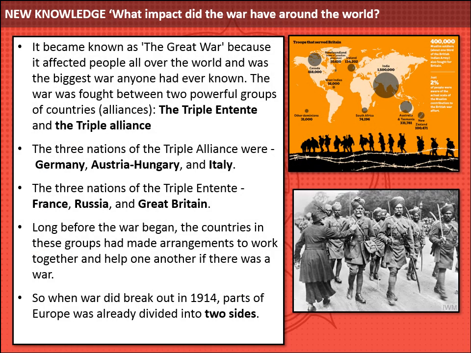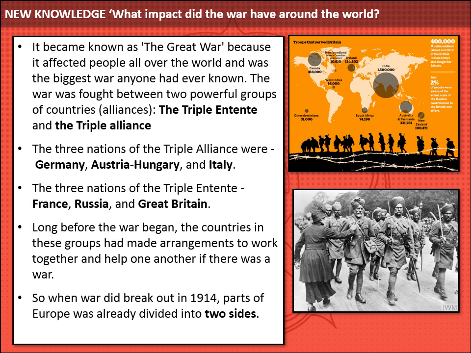So what impact did the war have around the world? So World War I became known as the Great War because it affected people all over the world. It was the biggest war anyone had ever known. The war was fought between 2 powerful groups, the Triple Entente and the Triple Alliance. The 3 nations of the Triple Alliance were Germany, Austria-Hungary and Italy, and the 3 nations of the Triple Entente, France, Russia and Great Britain.